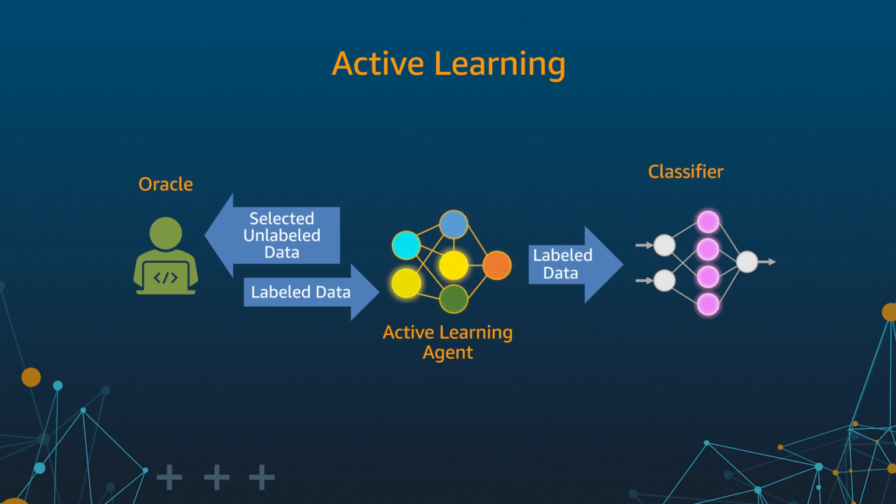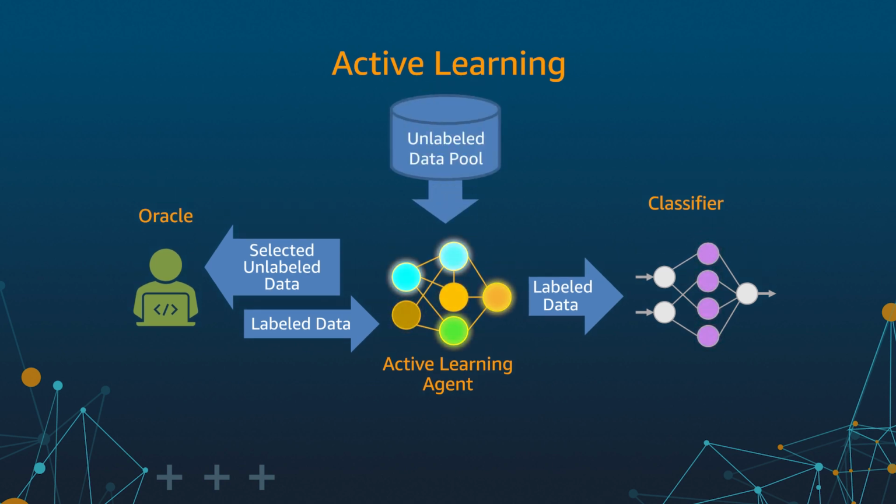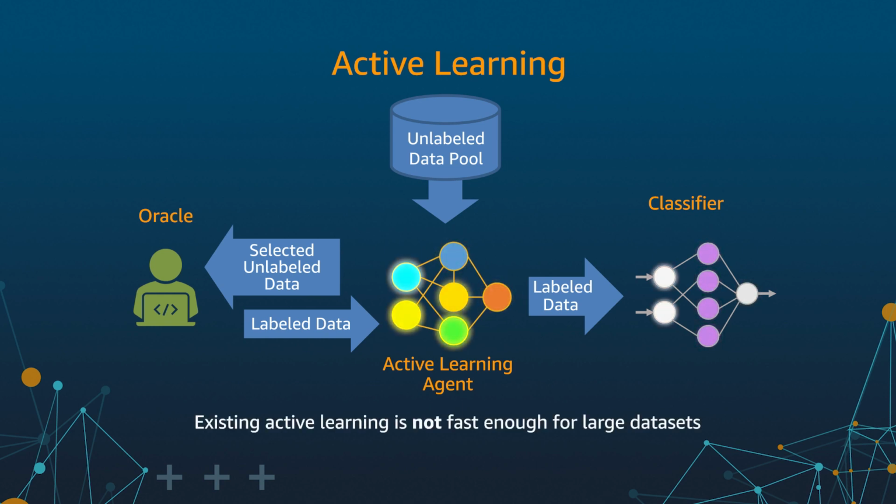At each step, the active learning agent selects the most informative data samples for labeling, which improves the classifier's performance the most. So, with an efficient selection approach, we only need a small amount of labeled data to train the classifier. The agent itself can be composed of rules or algorithms. However, existing active learning methods don't meet our needs.